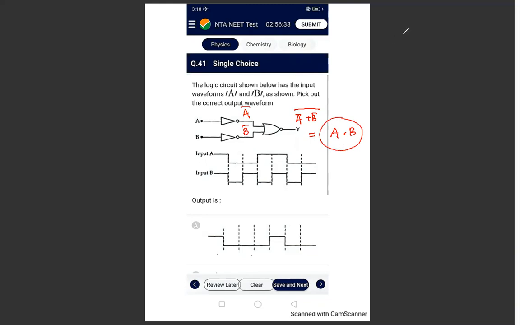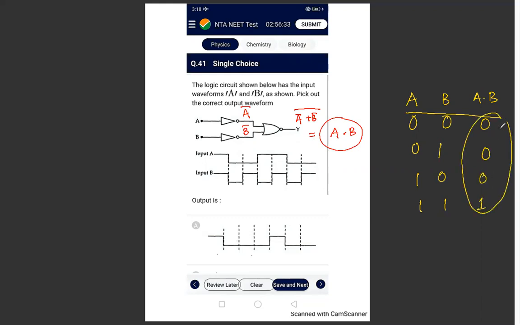Now we are going to use the truth table. If I put the values of A, B and A dot B: A is 0, B is 0, then 0 and 1, 1 and 0, and 1, 1. A dot B is 0, 0, 0 and 1. That means if both of them are high, the output is going to be high.